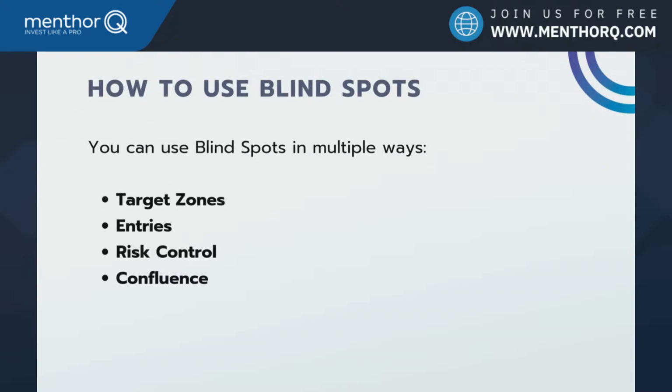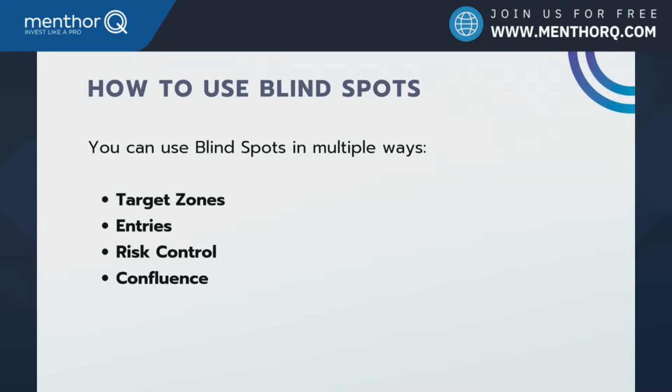So how can we use blind spots? And we're going to show you some examples. We can use them in really different ways, right? So we can use them as target zones. If you are in a trade and you see that there is a blind spots area right above it, or below if you're short, then that could be an area where you could take potential partial profits. Or if you are to the opposite side, you could actually use it as a stop loss target.